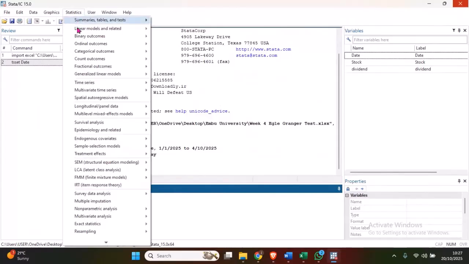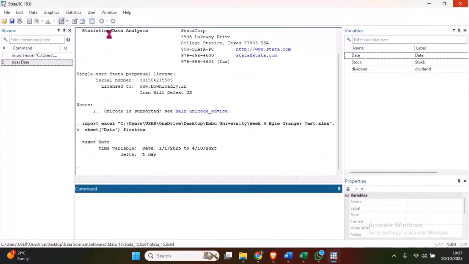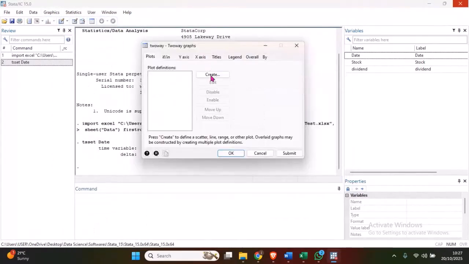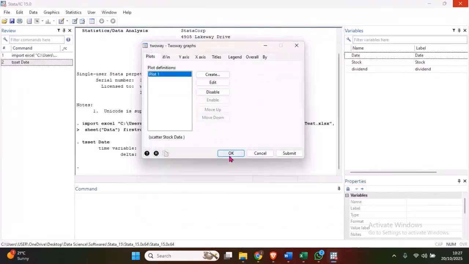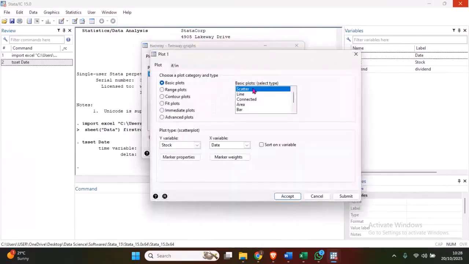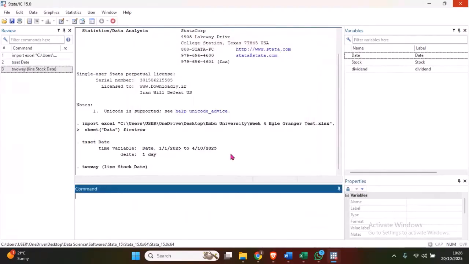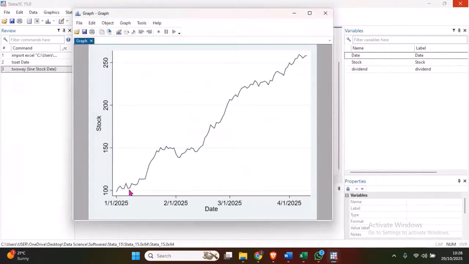So we go to graphics, create. The X variable is time. We see the stock, see the behavior. It will be a line plot. So we accept, click OK. And you can see that is the movement of stock, and it has an upward trend.